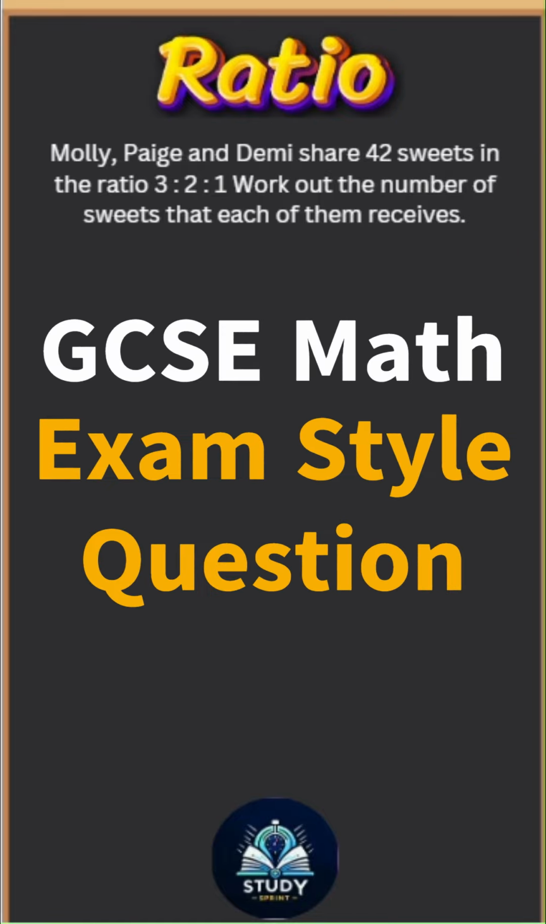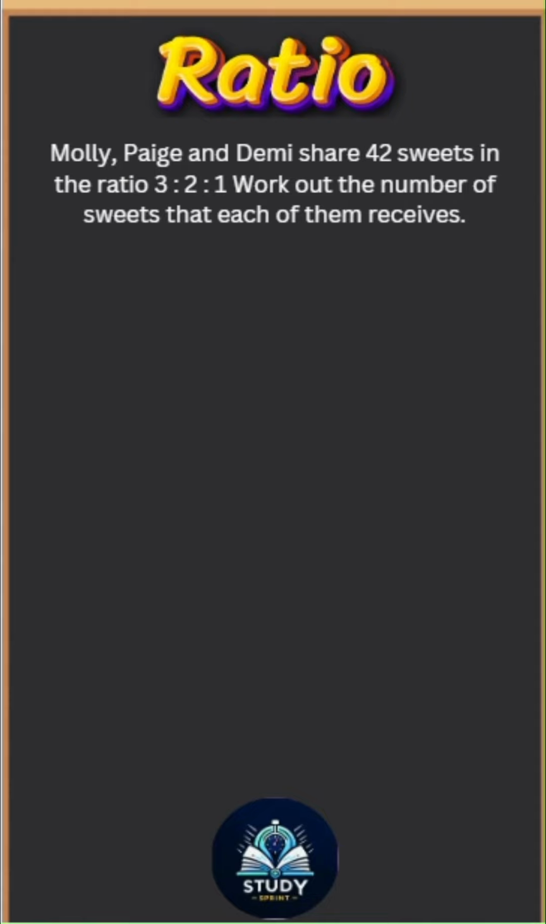Let's take a look at how to solve word problems related to ratios. The question is, Molly, Peg and Demi share 42 sweets in the ratio 3 to 2 to 1. Work out the number of sweets that each one of them receives.